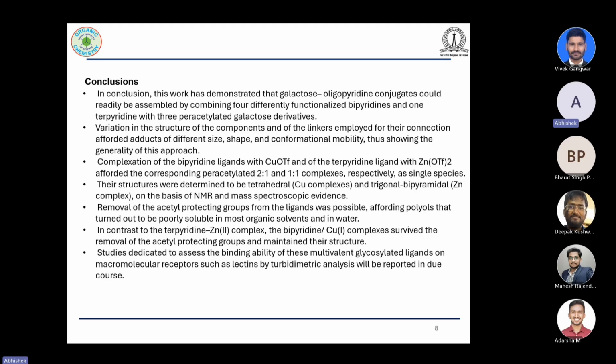Removal of the ester protecting groups from the ligands was possible and afforded polyols that turned out to be poorly soluble in most organic solvents and in water. In contrast to the terpyridine zinc 2 complex, the bipyridine copper 1 complex survived the removal of the ester protecting group and maintained its structure. Studies dedicated to assessing the binding ability of these multivalent glycosylated ligands on macromolecular receptors such as lectins by turbidimetric analysis will be reported in due course.